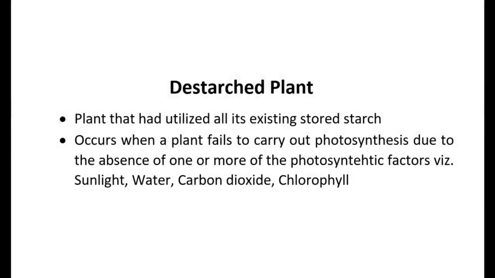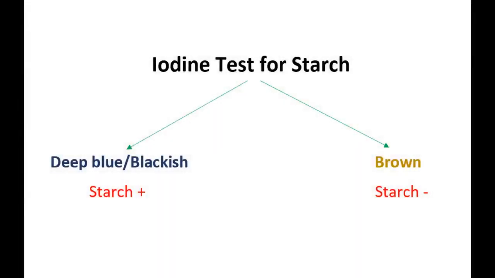Eventually, the plant would have used up all its remaining stored starch and become what is known as a destarched plant. A destarched plant cannot remain alive for long, unless it is resupplied with the vital factors necessary for photosynthesis to occur. The absence or presence of starch and thereby photosynthesis is determined using iodine solution, which turns blue-black in color in the presence of starch but retains its original brown color in the absence of starch.